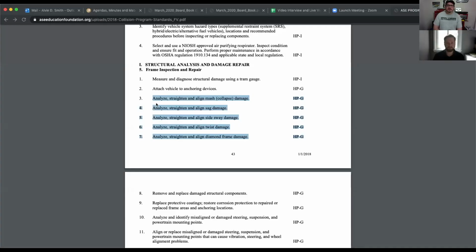Hey, it's Donnie Smith, and we have Bill with us, and he's going to go over some lessons over structural analysis and damage repair today. We're going to talk about 5.3 through 5.7, which is basically the five types of frame damage. You got your mash, sag, sideway, twist, and diamond. So, Bill, you want to go ahead and take it over? Yeah. Let me put my screen up here.